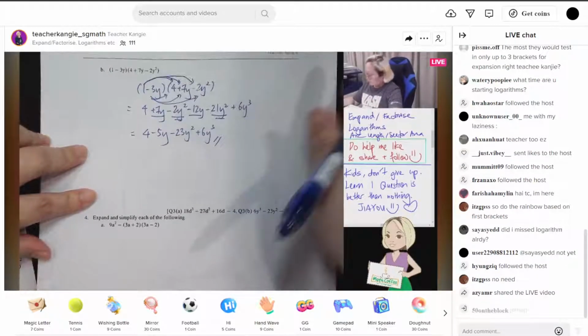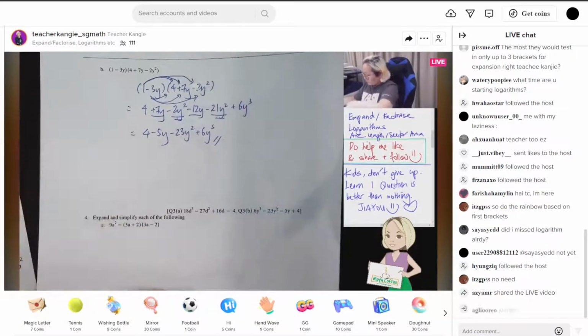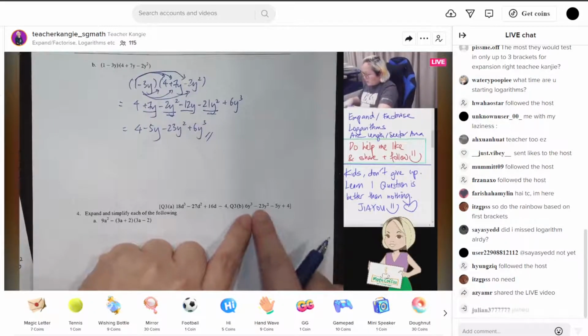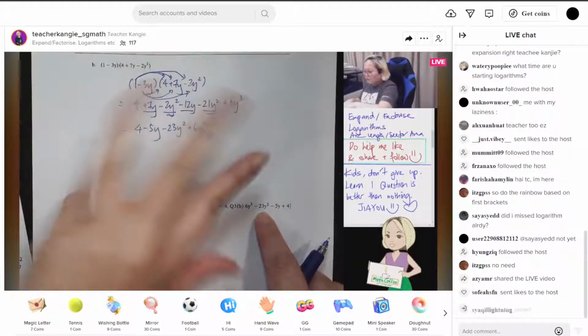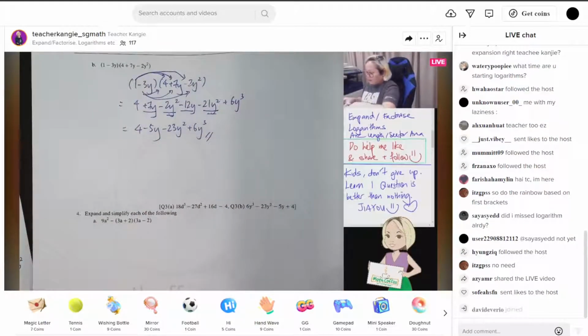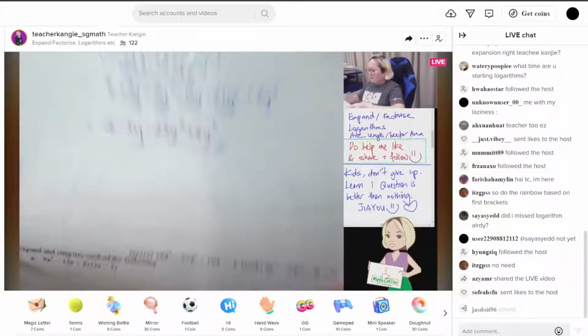Okay? Next. So you can see over here what they did. The answer is they put 6y cubed, but it's just rearranged only, but it doesn't matter. Okay, so now let's move on to the next expansion.